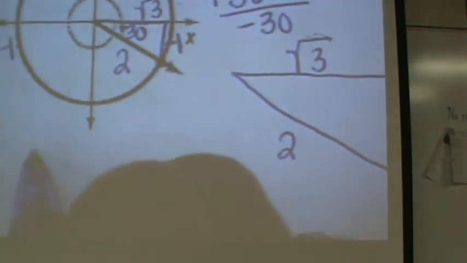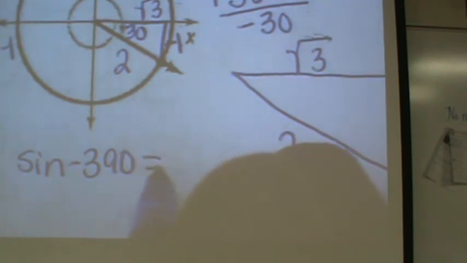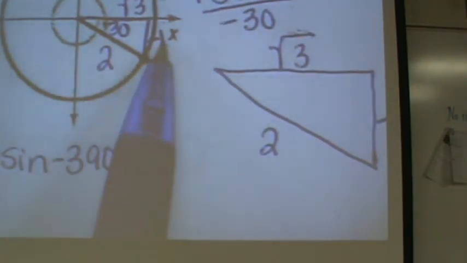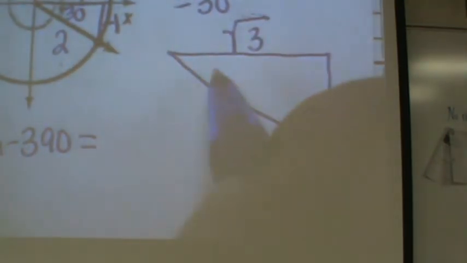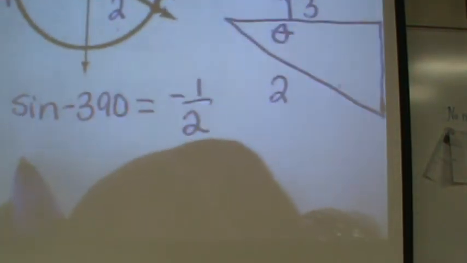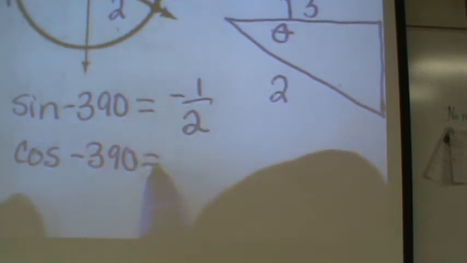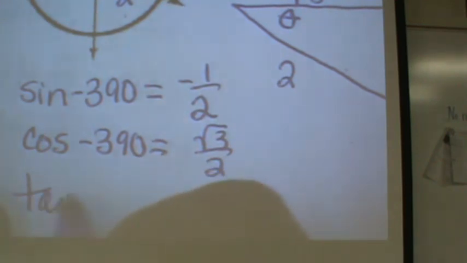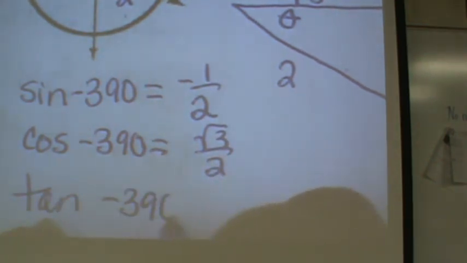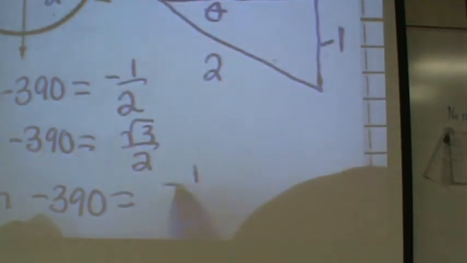So if I say, what's the sine of negative 390 degrees? Opposite over 2. Negative 1 over 2. What's the cosine of negative 390? Root 3 over 2. And what's the tangent? It's -1 over root 3.